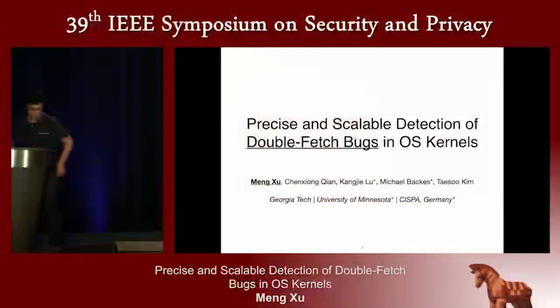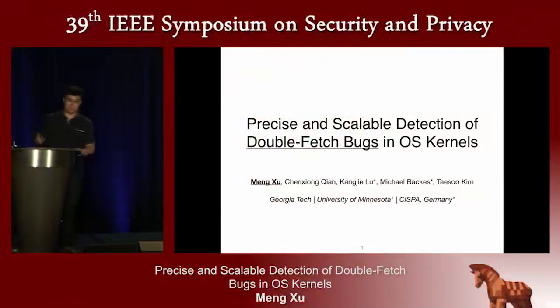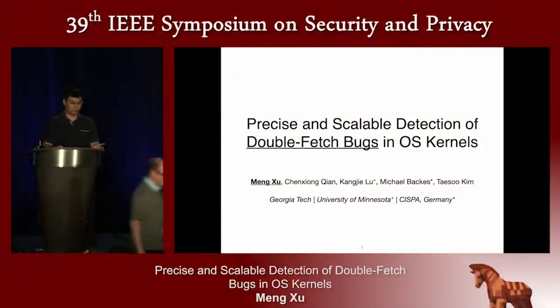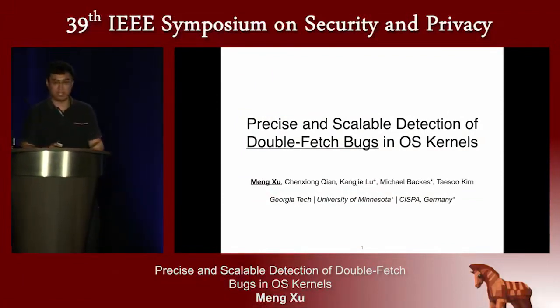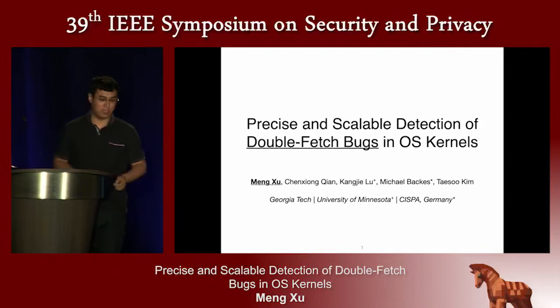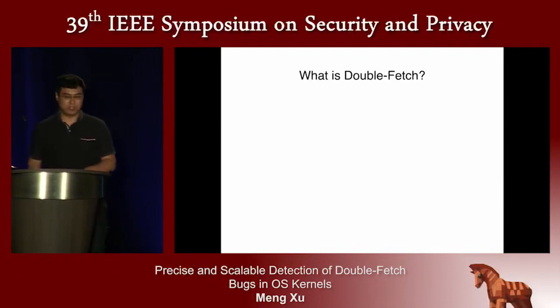Yeah, so today I'll be presenting double fetch bugs, and how we try to detect them precisely and in a scalable way. This is joint work with my lab mate Chen Xun and Professors Kang Jie, Michael, and Tisu. First things first, why do kernels do double fetch, and why do we care about this?